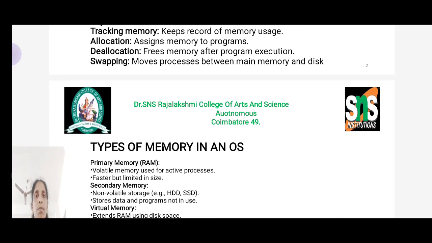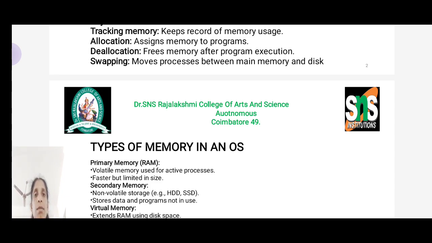There are types of memory in an operating system: primary memory and virtual memory. Primary memory is the main memory. It is also a volatile memory. Once a power failure happens, the data will be lost. It is volatile and faster but limited in size.